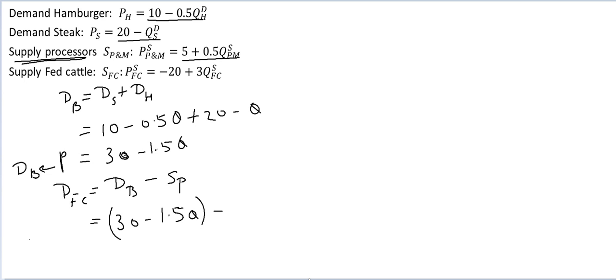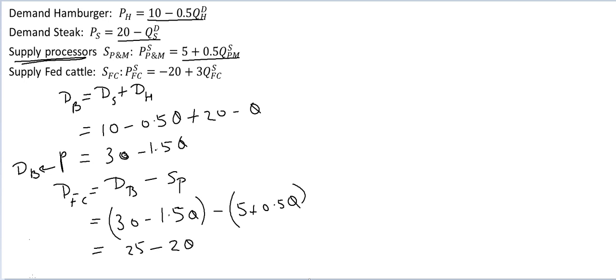And the supply of processors, this right here, so you simply put the right-hand side, that is 5 plus 0.5Q. And then you just solve this. So you get 25, and then this is minus 1.5, and notice that since this is a minus, this plus will become a minus. So it is negative 1.5, negative 0.5, which is simply going to be 2Q. So that is 25 minus 2Q is your demand for fed cattle.